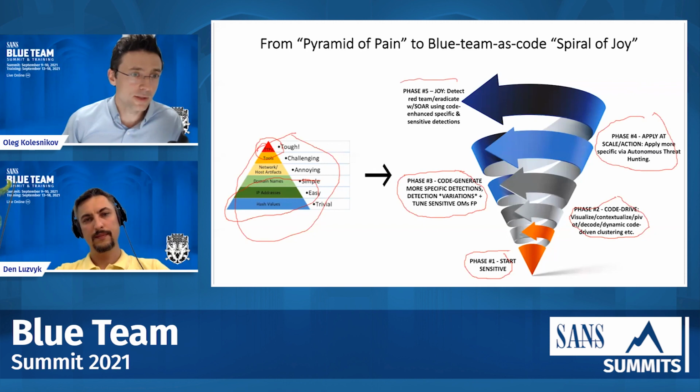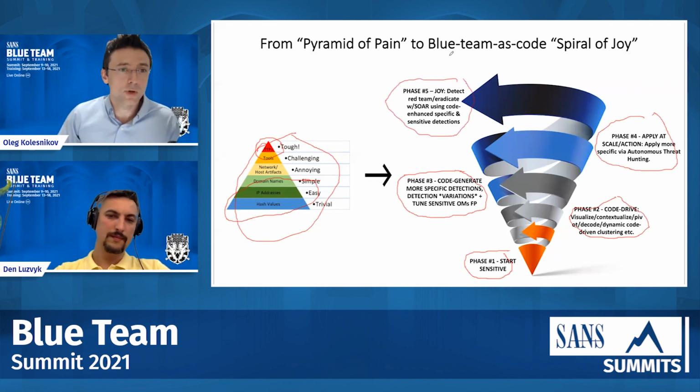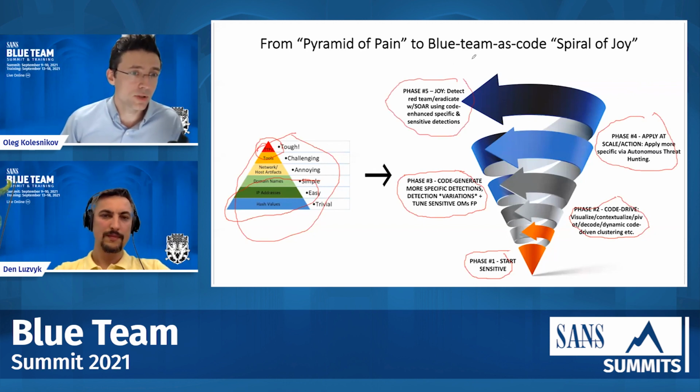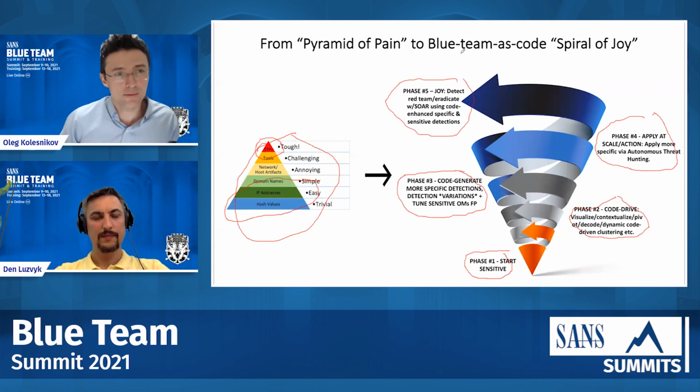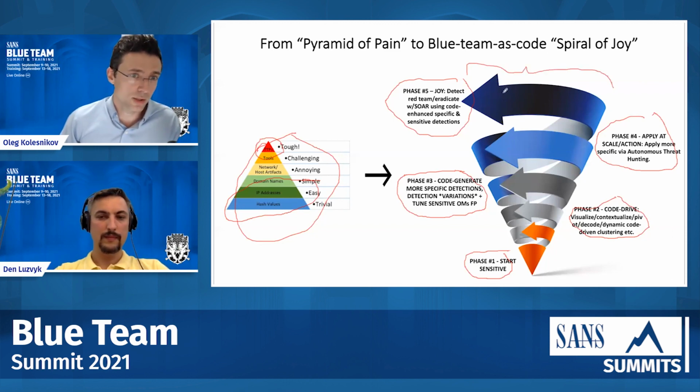And then phase five is the joy phase. You hopefully are able to detect red teams much more effectively, and most importantly, eradicate them from code. And we're going to show this example as well. We're going to show some of these in action today. And you have a much larger base of detections that are much more current to red teams.